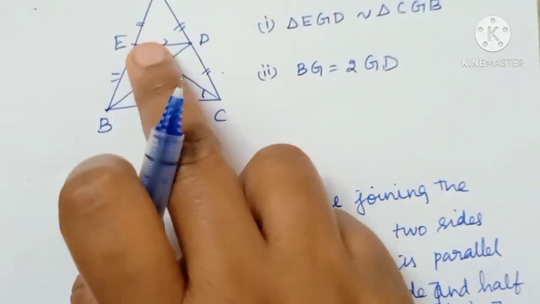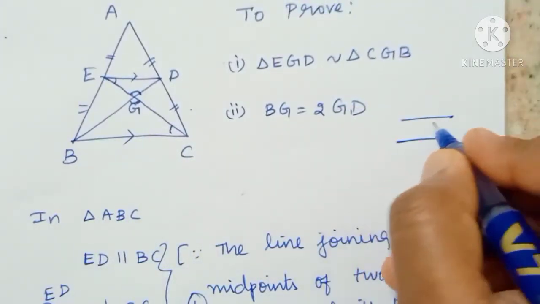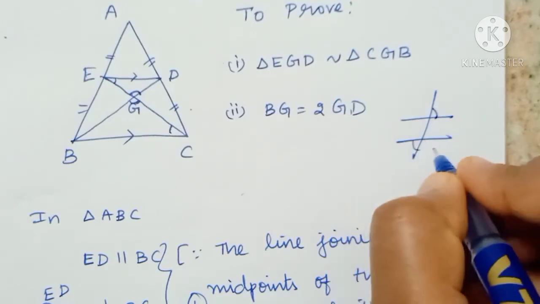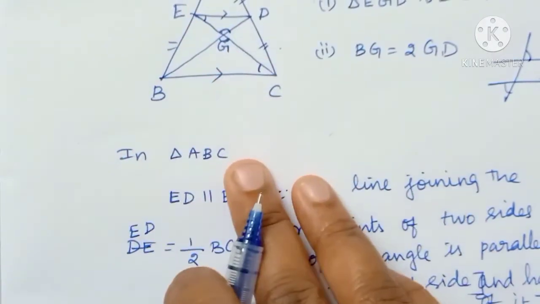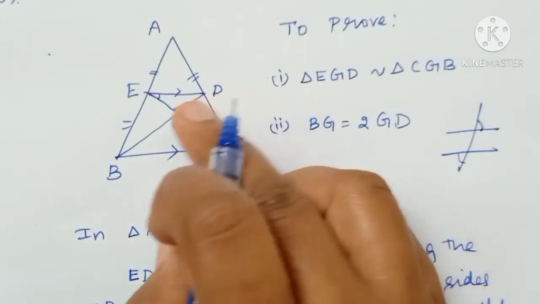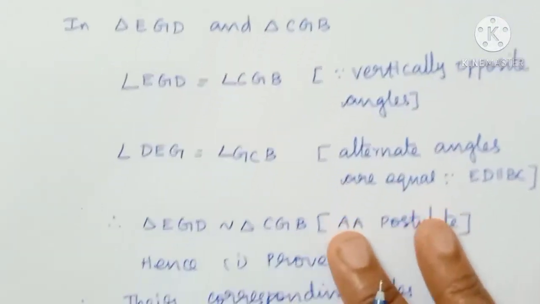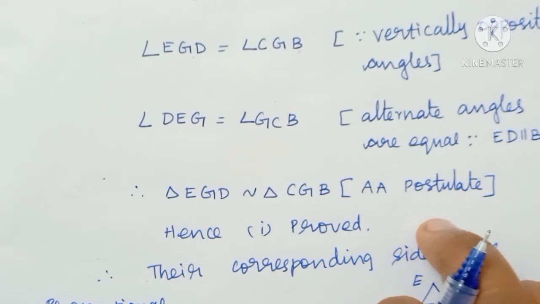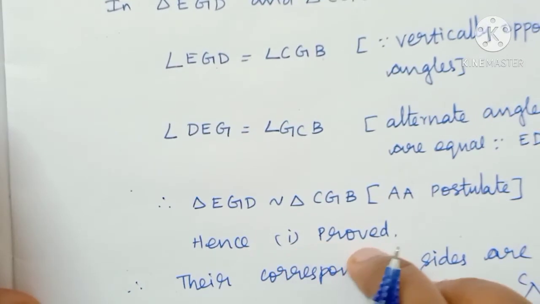Next, these two lines are parallel. If you consider this one as a transversal, these two angles are alternate angles. Here also, with this transversal, these two angles are alternate angles. So alternate angles are equal. So in these two triangles, two angles are compared and equal. So by AA postulate these two triangles are similar. Just two angles equal, meaning corresponding angles equal, means the two triangles are similar. Hence the first subdivision is proved.